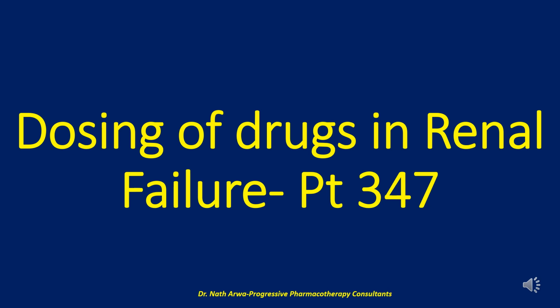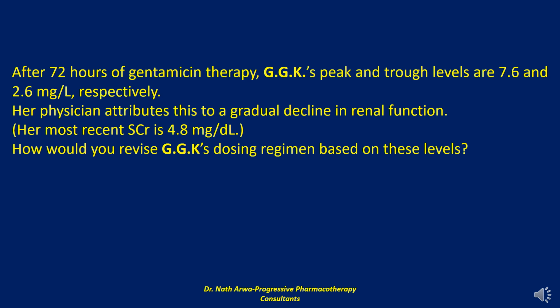Part 347 of our pharmacotherapy series, which majors in dosing of drugs in renal failure. After 72 hours of gentamicin therapy, G.G.K's peak and trough levels are 7.6 and 2.6 mg per liter, respectively. Her physician attributes this to a gradual decline in renal function. Her most recent serum creatinine is 4.8 mg per deciliter. So my question to you is, how would you revise G.G.K's dosing regimen based on these levels?